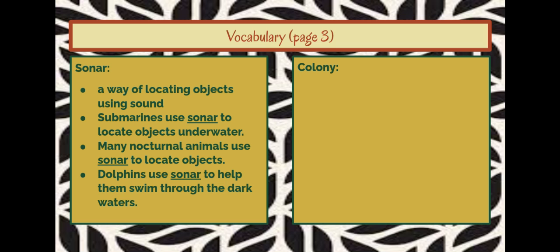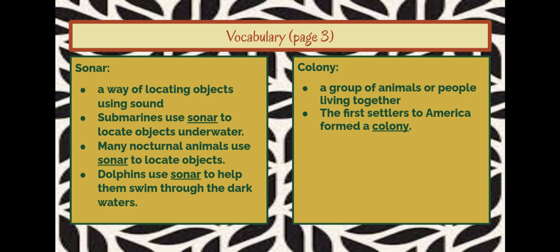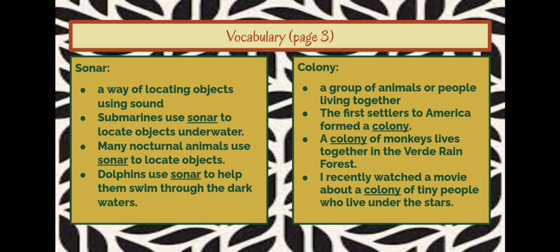Let's read the next word together. Colony. A colony is a group of animals or people living together. What is a group of animals or people living together? The first settlers to America formed a colony. A colony of monkeys lives together in the Verde rainforest. I recently watched a movie about a colony of tiny people who live under the stars.